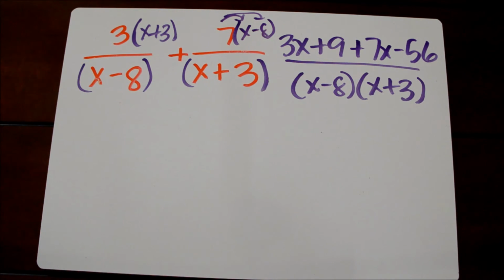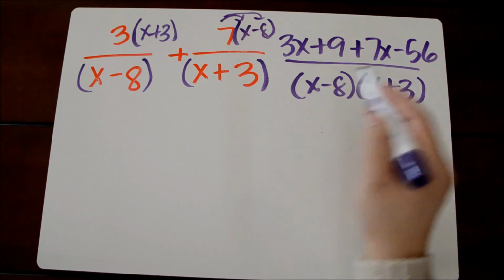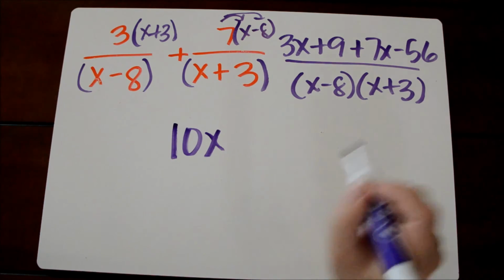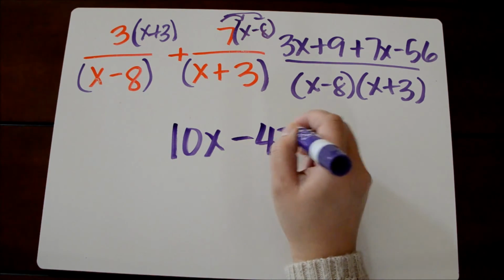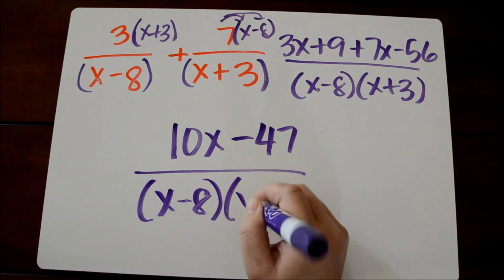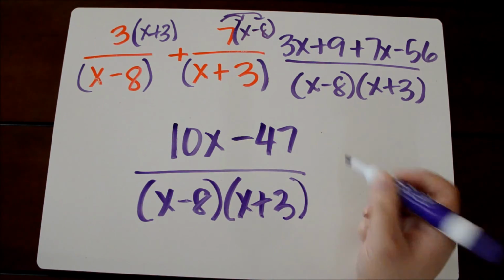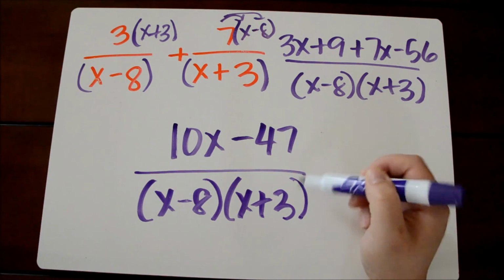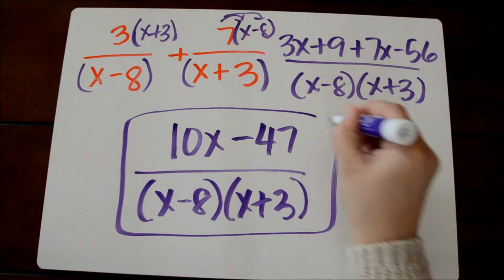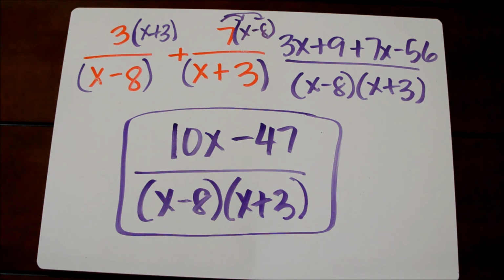After that, we have to combine like terms. 3x plus 7x would give us 10x. 9 minus 56 is negative 47 all over the quantity of x minus 8 times the quantity of x plus 3. And the numerator can't be factored out, so we can't divide anything out, and this is our simplified expression. That concludes our lesson on adding and subtracting rational expressions.